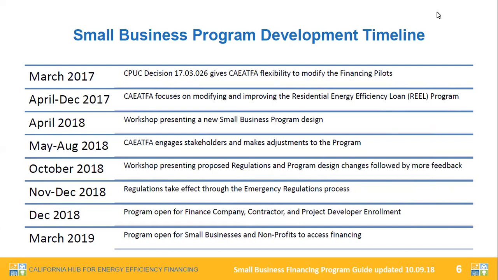Following this workshop, we're going to take more feedback. And then we're going to utilize the emergency rulemaking process to have regulations take effect in December. This means that in December, the program will be open to enroll finance companies, contractors, and project developers. We expect a few months of operational setup with the finance companies, and then we expect financing to be available to customers about March of 2019.